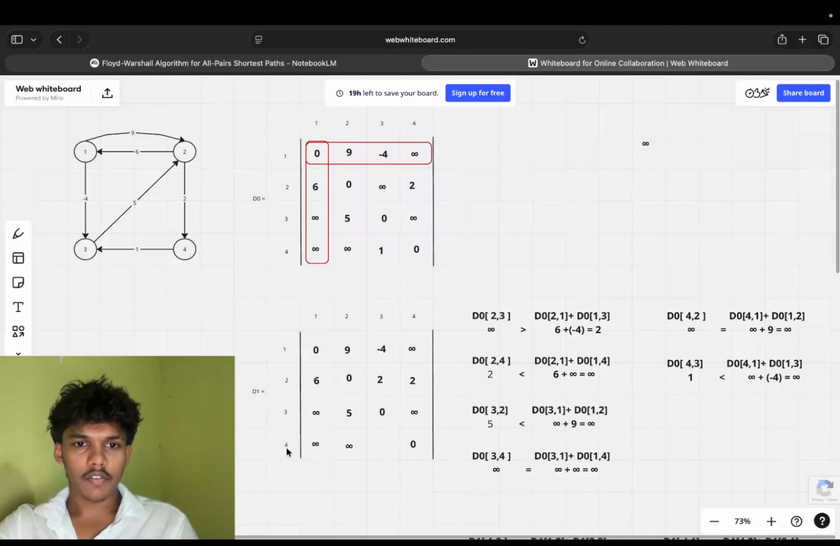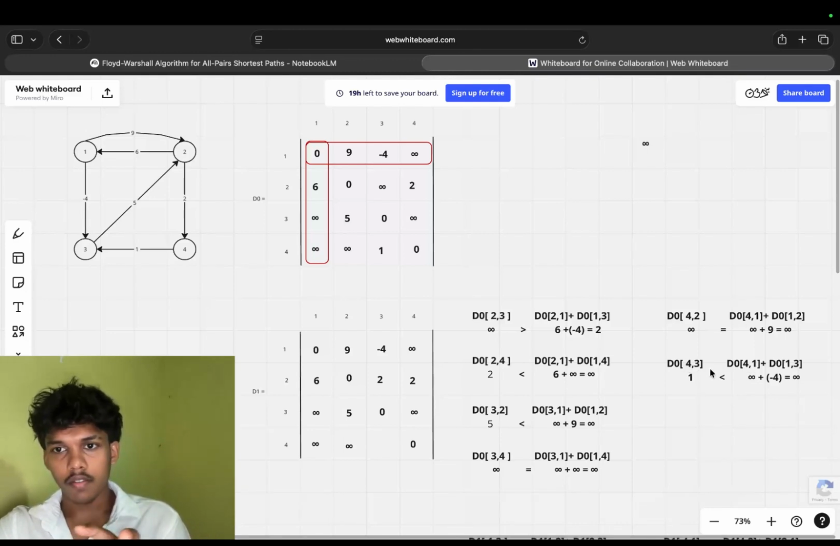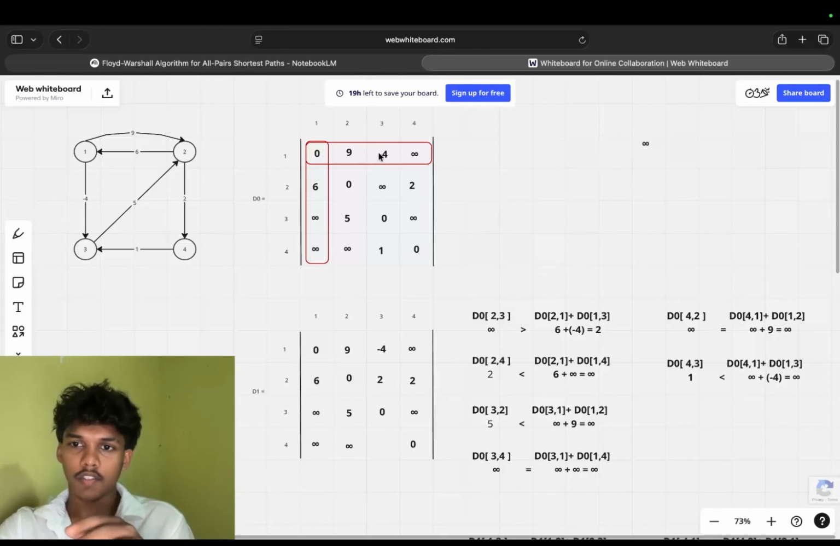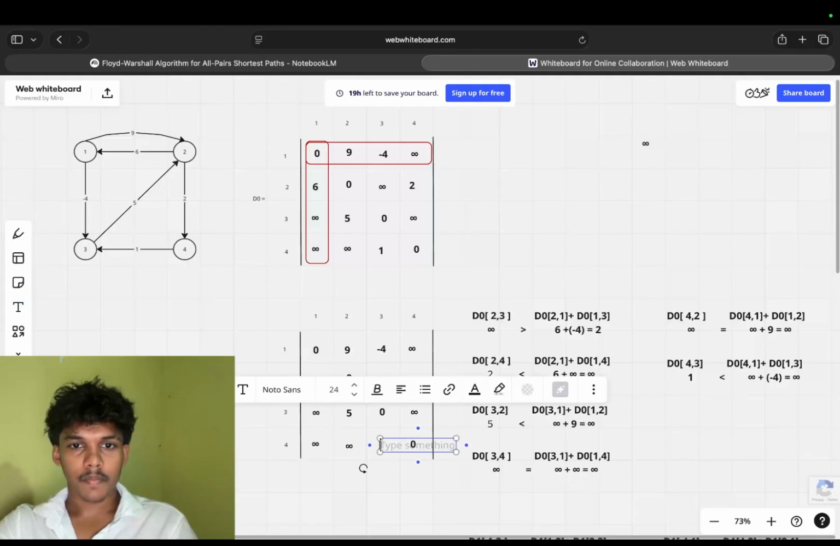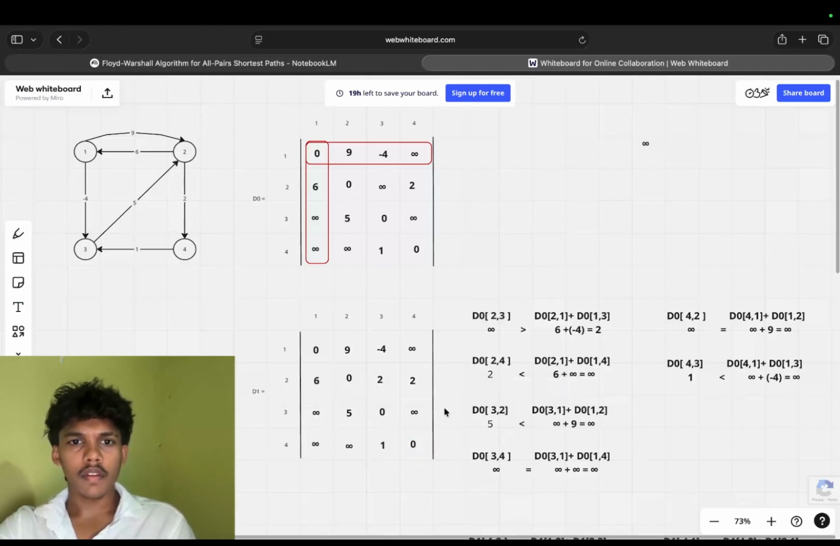All right, then we have to take 4 to 3. Here 4 to 3 is 1, we have put it. Then if we take 1 as the middle element, we will go from 4 to 1, then 1 to 3. So 4 to 1 is infinity, 1 to 3 is minus 4, so it will become infinity. So 1 is less than infinity, so we will take 1. Okay, now we have created our D1 matrix.